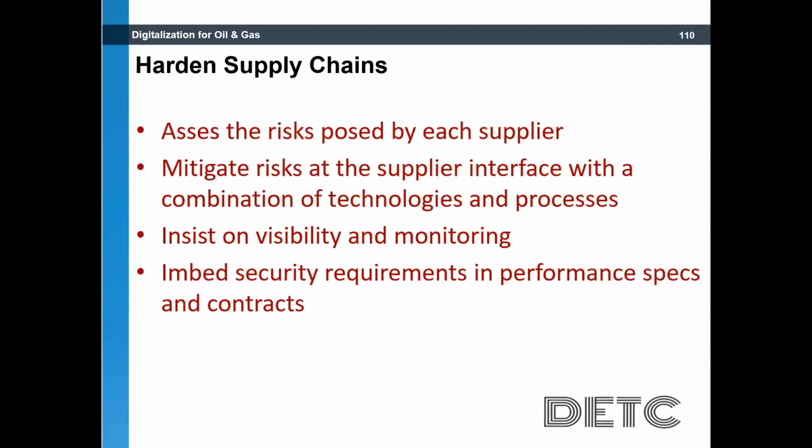To make the supply chain harder, it's important to assess the risk and mitigate those risks with a combination of technologies, tools, and workflow processes. Insist on monitoring and feasibility, traceability of these systems, and embed cybersecurity into the specifications of the performance and contracts, and ensure management of these contracts.